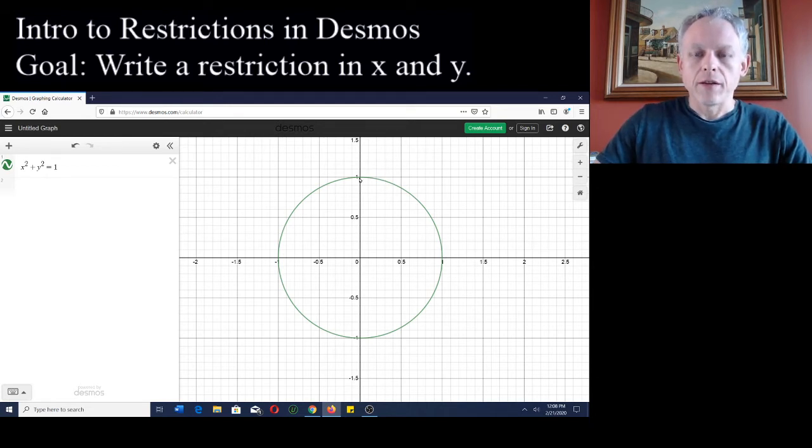We want to graph only the part of the circle that's in quadrant 1. So that's this part right here down to here. We're going to do this by adding two restrictions. We're going to add a restriction in x and a restriction in y.